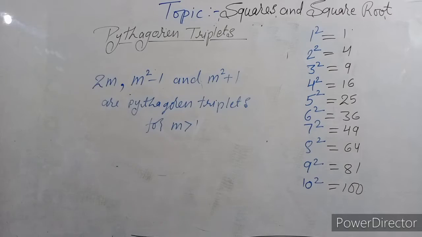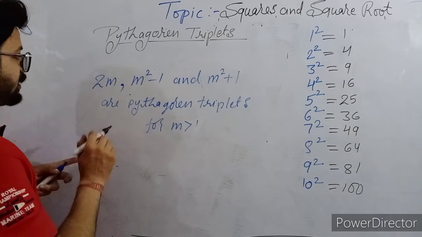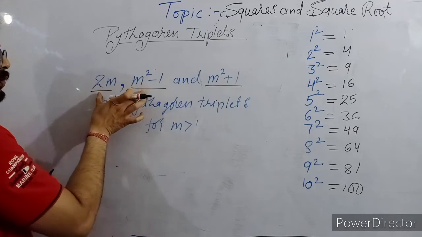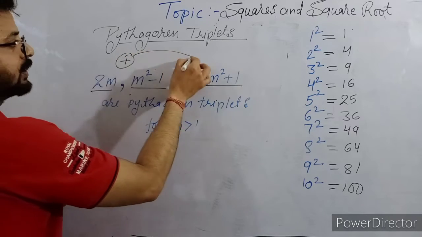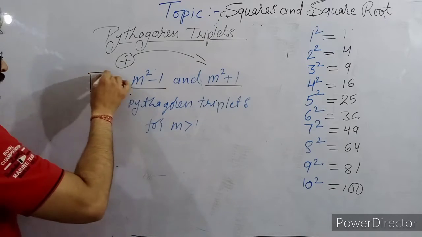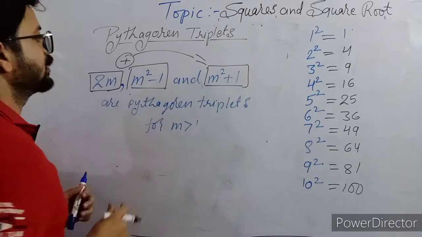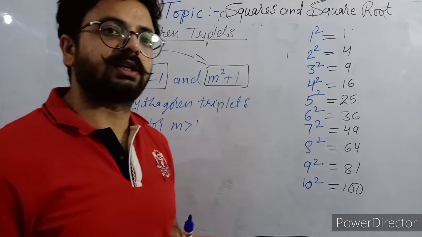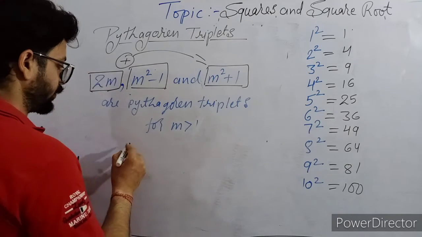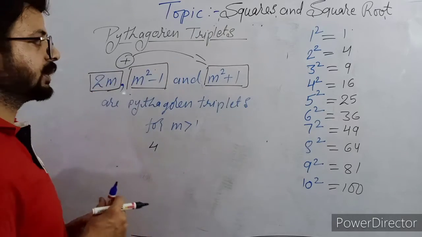Now how to find the Pythagorean triplets if one number is given. These three are Pythagorean triplets, and the sum of the squares of these two equals the square of this. You remember these, and with their help you can calculate the others. Suppose one number of a Pythagorean triplet is given, 4. How do we calculate the others with the help of this formula?